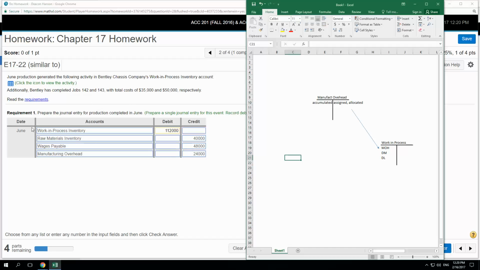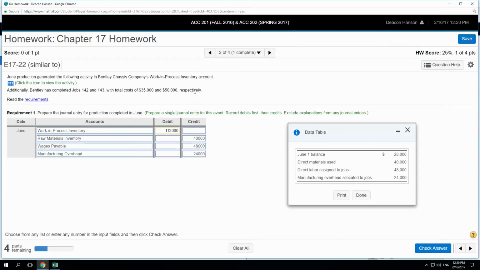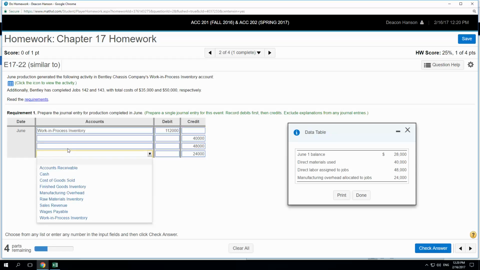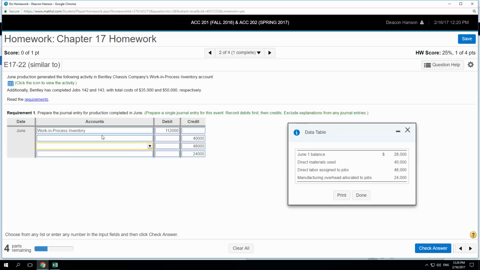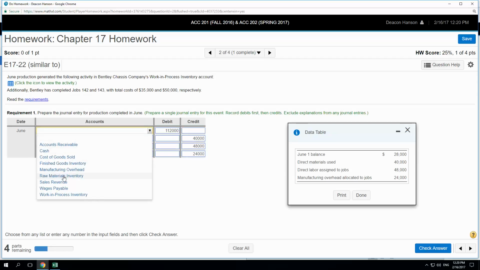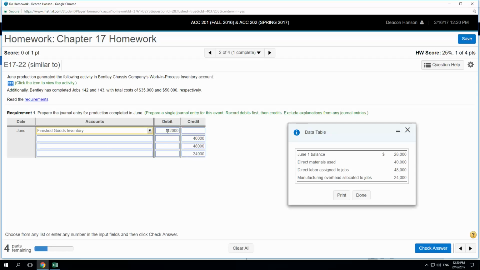This is what happens when the jobs are still in process. You're assigning these costs. Now when the jobs are completed, it's saying that job 142 and 143 are completed. It's going to move out of work in process and into finished goods. Okay? So really we need to increase the finished goods inventory by the sum of these two, so 35,000 plus 50,000, so that's 85,000.